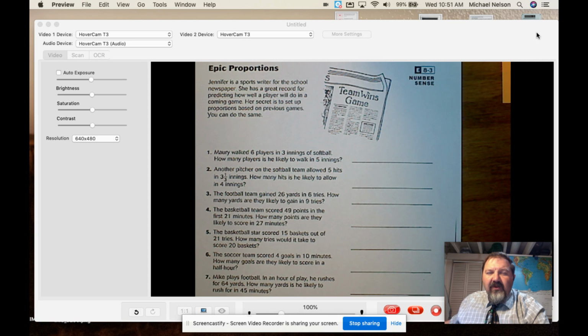Let's set the scene for the paper here and read the directions. Jennifer is a sports writer for the school newspaper. She has a great record for predicting how well a player will do in an upcoming game. Her secret is to set up proportions based on previous games. You can do the same.